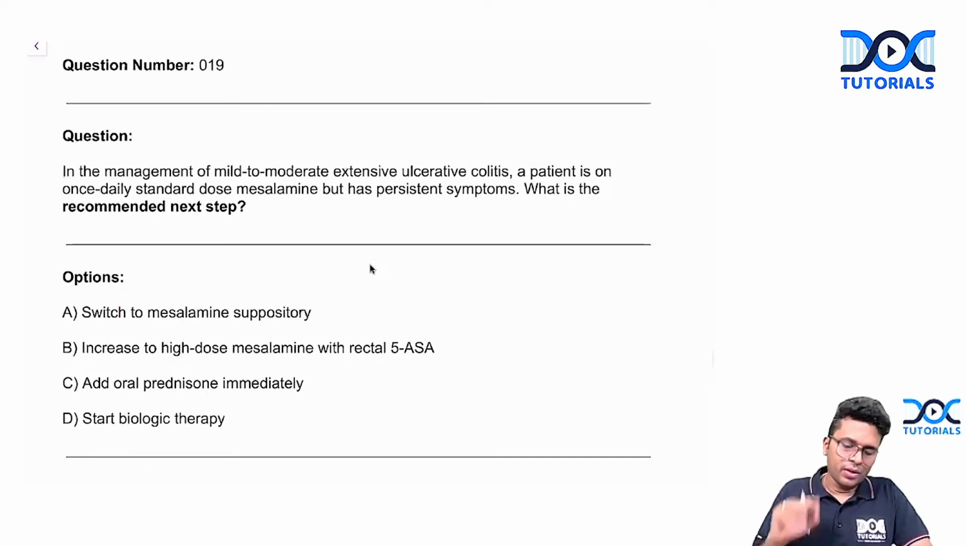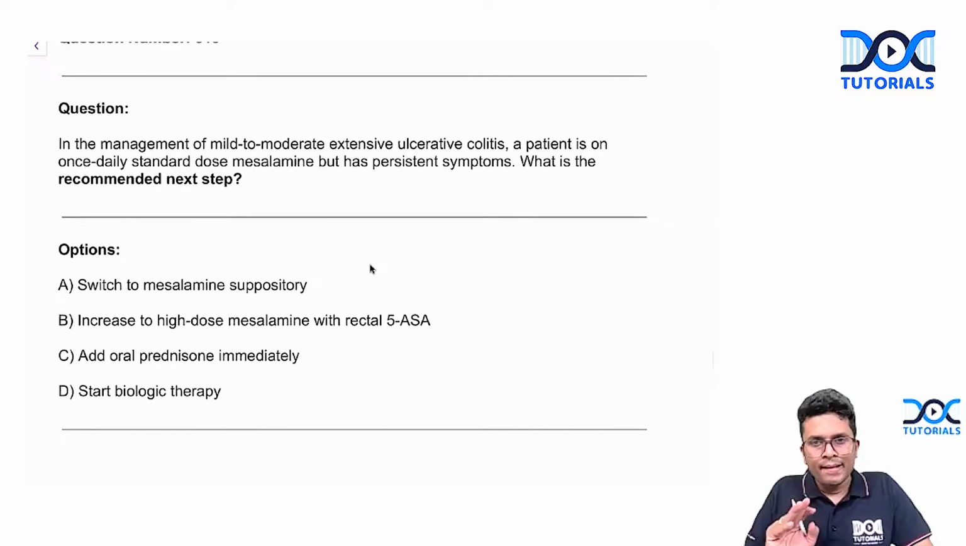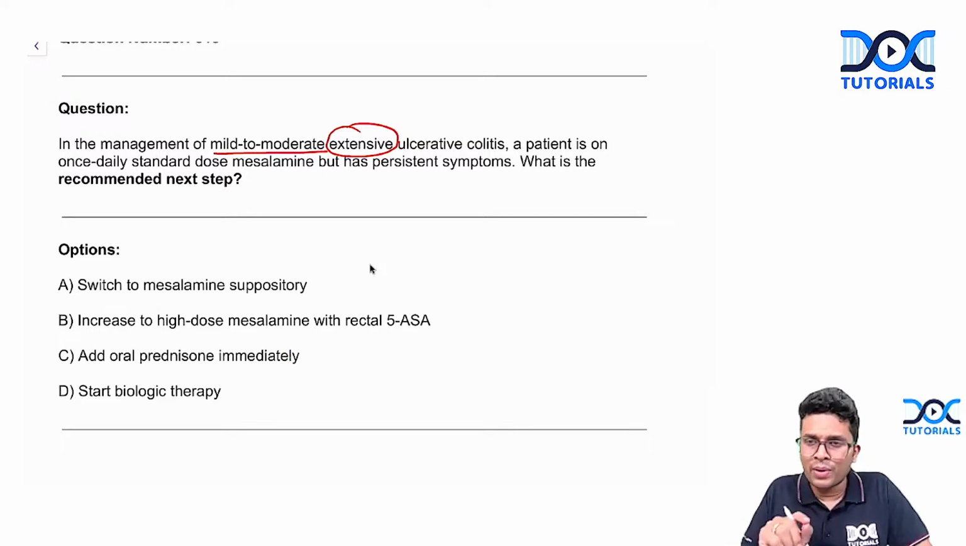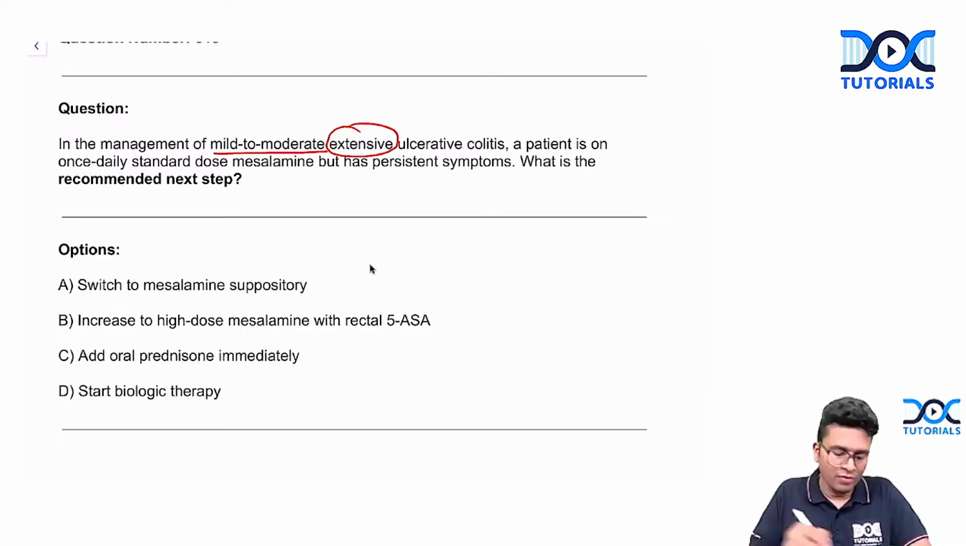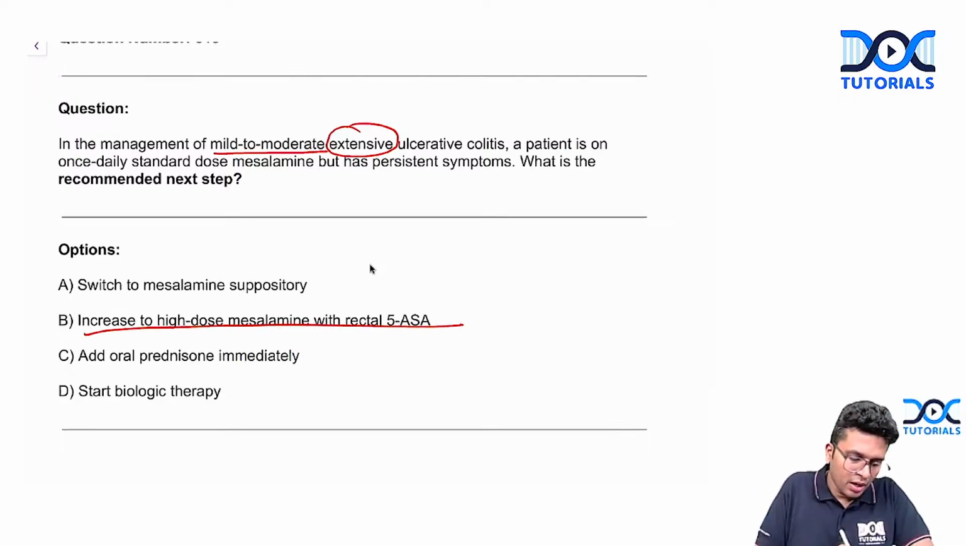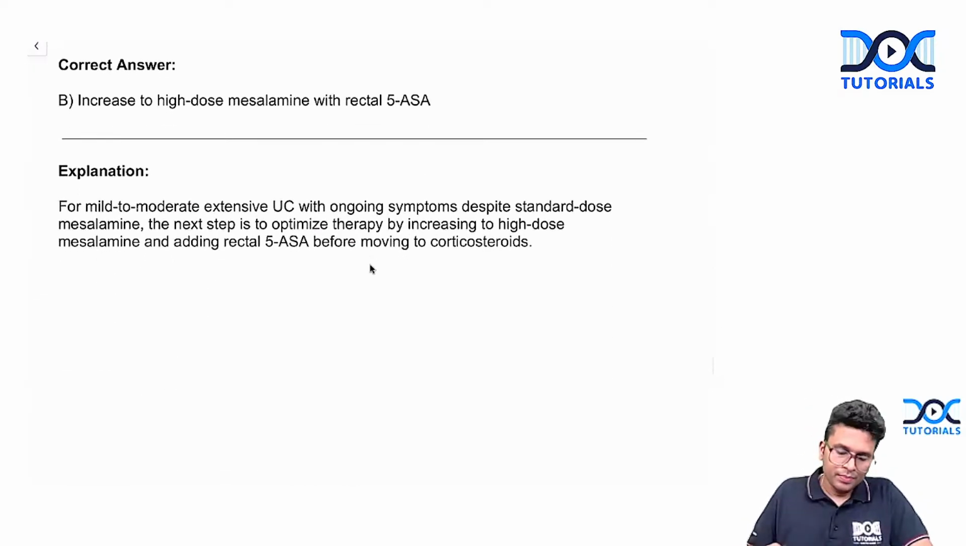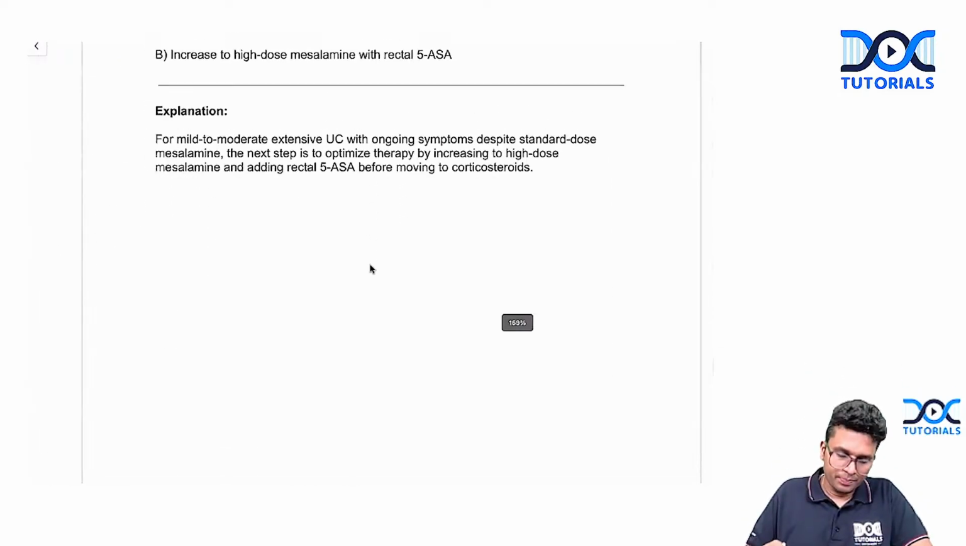Among these options, what you should notice is it's for mild to moderate disease. Also remember the word extensive ulcerative colitis. It is not left-sided or proctitis. It is extensive ulcerative colitis. So once a day mesalamine is suboptimal. If there's no response with that, you have to increase to high dose mesalamine along with rectal 5-ASA. So again, for mild to moderate disease, this is how we approach the case.